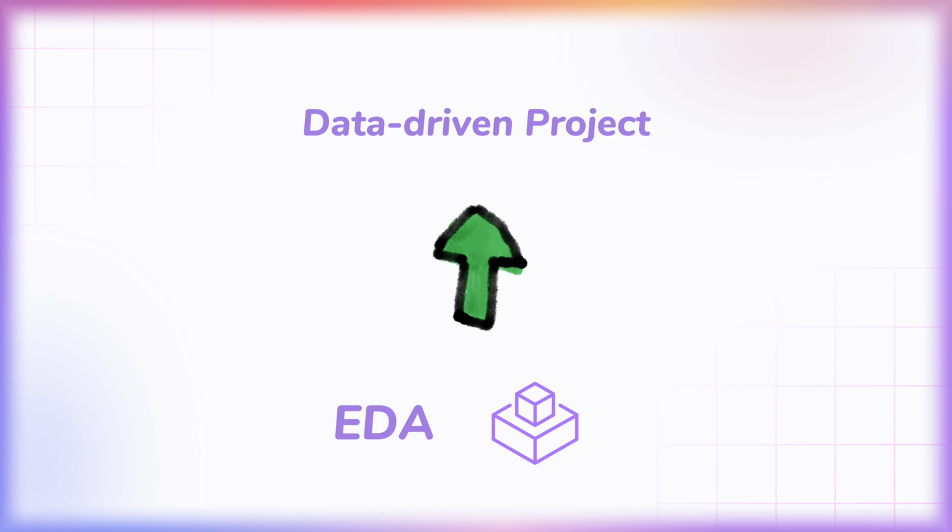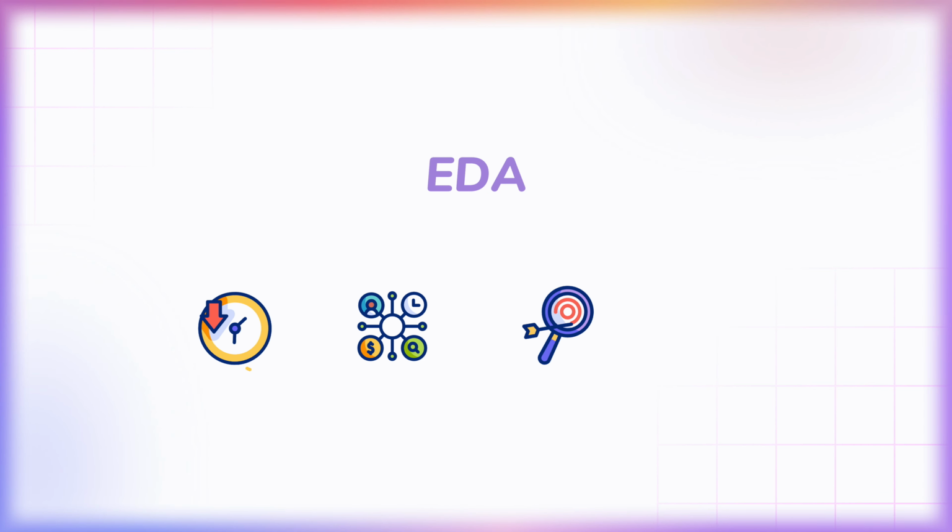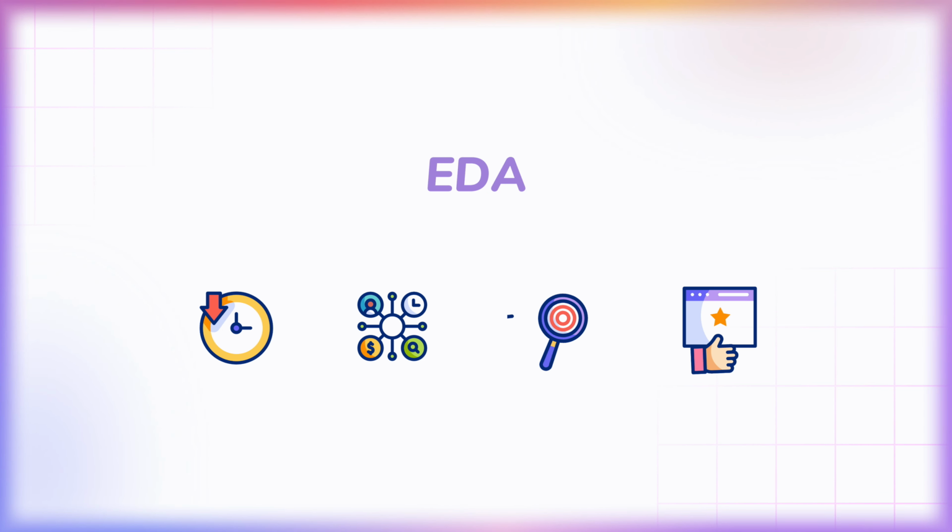EDA is the foundation of any successful data-driven project. It ensures the data is clean, consistent, and complete, the assumptions are valid, and the analysis starts from a solid foundation. By understanding our data, we can choose the right analytical techniques and models. Without EDA, we might use wrong models, misinterpret trends, or make flawed conclusions. EDA not only saves us time and resources, but also increases the accuracy and effectiveness of our data analysis.